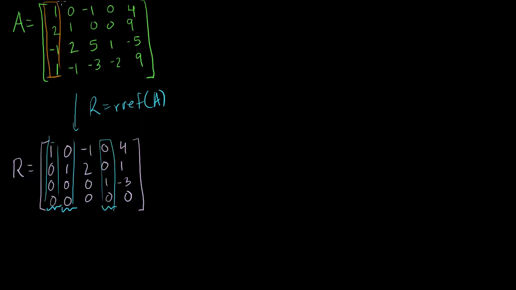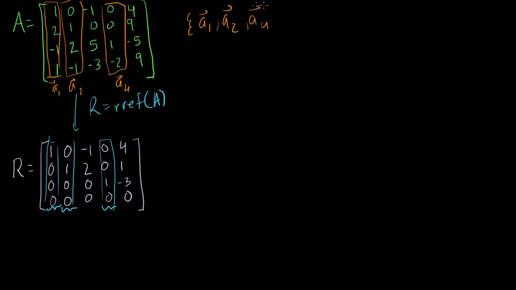So the first, second, and fourth columns. If we call this A1, this is A2, and let's call this A4. This would be A3, and this would be A5. So we could say that A1, A2, and A4 are a basis for the column space of A. And I didn't show you why two videos ago. I just said this is how you do it. You have to take it as a bit of an article of faith.